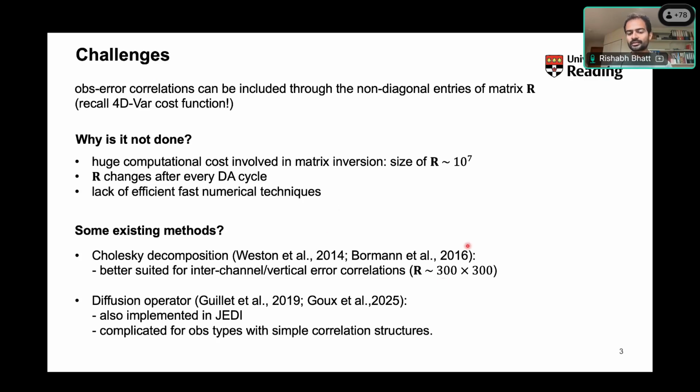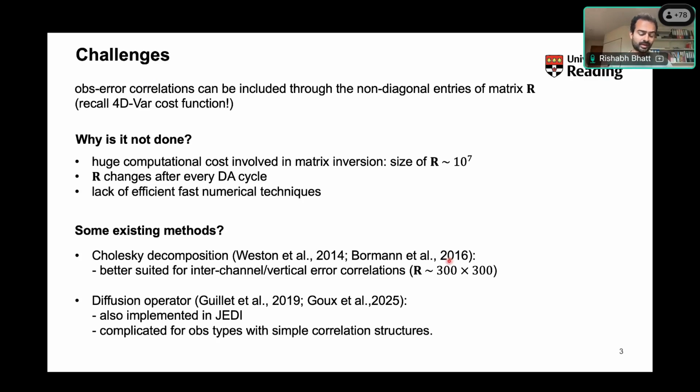So here the observation error covariance matrix would be of size, let's say, 300 by 300, or at most 1000 by 1000, because the entries would be just the vertical levels, or the interchannel correlations, or the channel numbers.